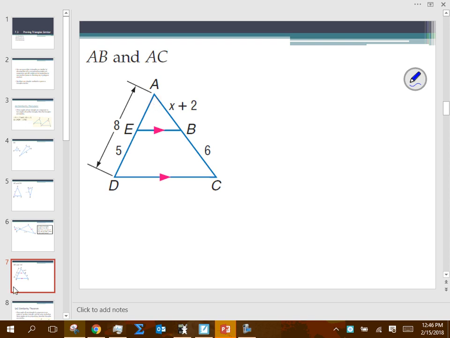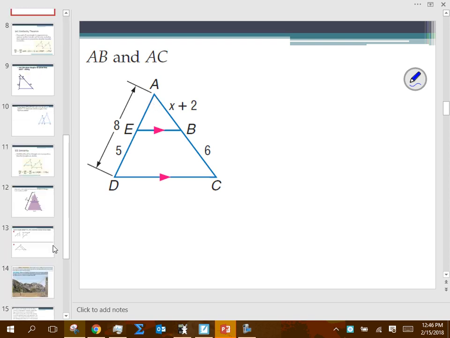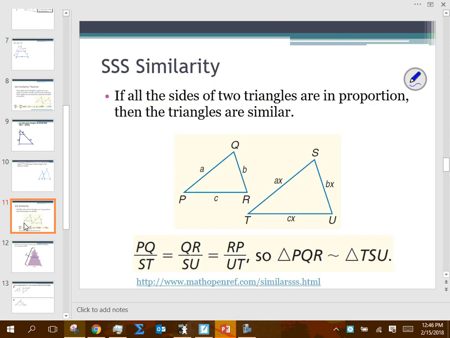And I think angle is obviously maybe the easier one to deal with. Let's come down. I'm going to skip a couple slides here. I just don't like the order I have it. I'm going to go side, side, side. Side, side, side is, I think, the second easiest similarity rule that we're going to use. And this just says if all the sides of two triangles are in proportion, then the triangles are similar. And you don't have to worry about any angle information.